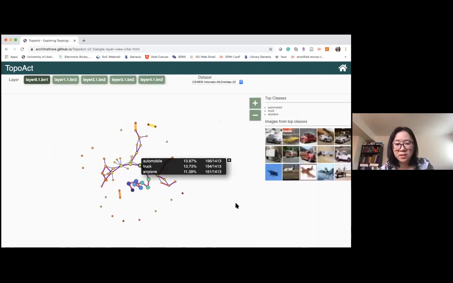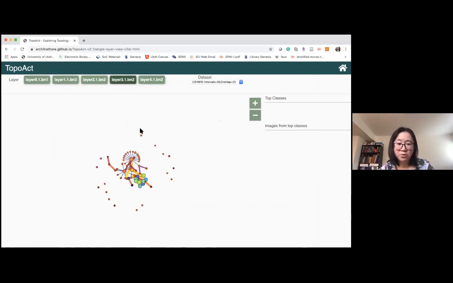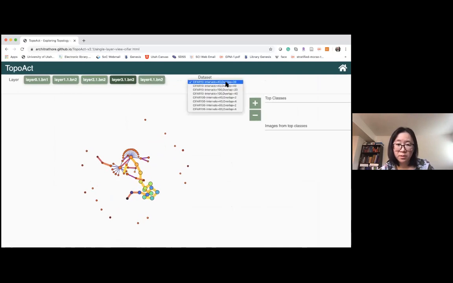In this case, we didn't include the activation, the feature visualization, partially because it takes a while to pre-generate those feature visualizations. But two, we figured the actual images from each cluster are the most informative. So again, you can do similar things. There's a bunch of parameter combinations you can play with. So that's that for the demo.